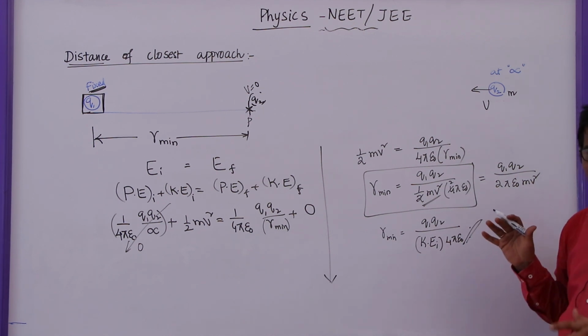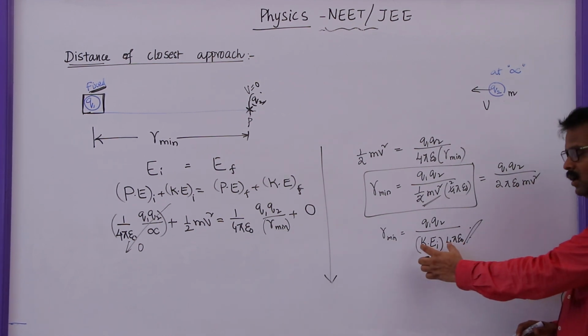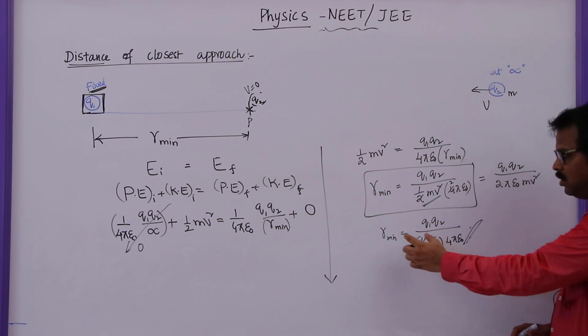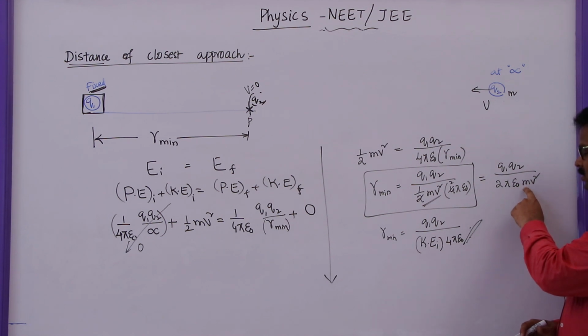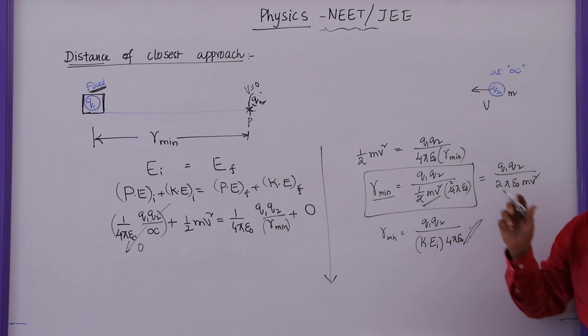So based on the given data, we can use this formula. If kinetic energy is only given, use this formula to find out the distance of closest approach. If the mass and velocity are given separately, then use this formula to find out the R minimum.